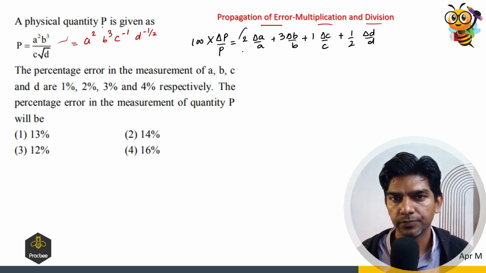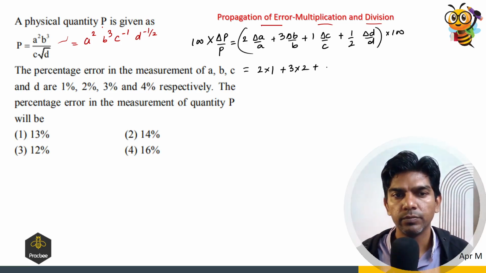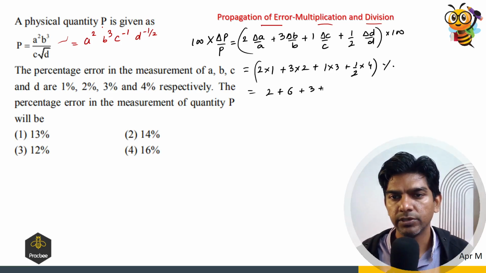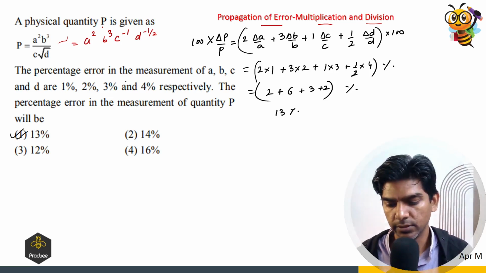So if you do that, the percentage error in the measurement of A, B, C and D is given as 1, 2, 3, 4% respectively. The percentage error in the measurement of P will be 2 times 1 plus 3 times 2 plus 1 times 3 plus 1 by 2 times 4%, right? So this will be in percent. So 2 plus 6 plus 3 plus 2, that will be 13%. So option 1 is the right answer.